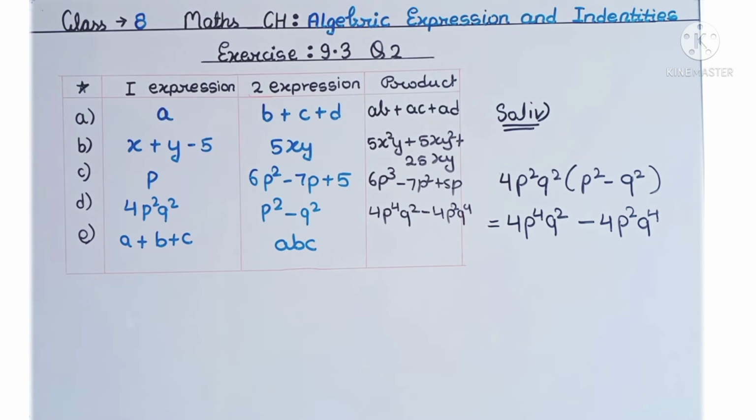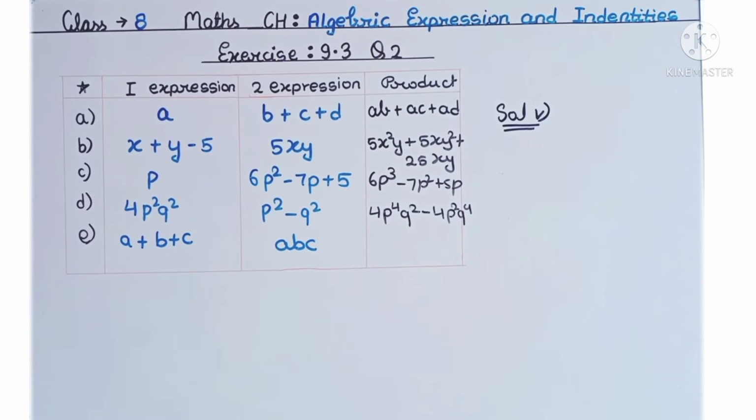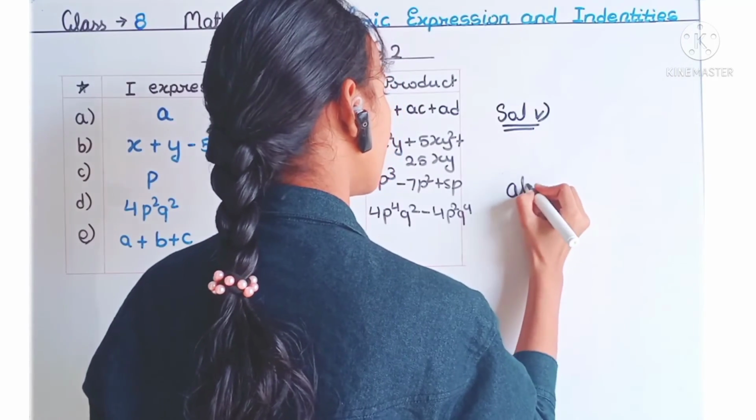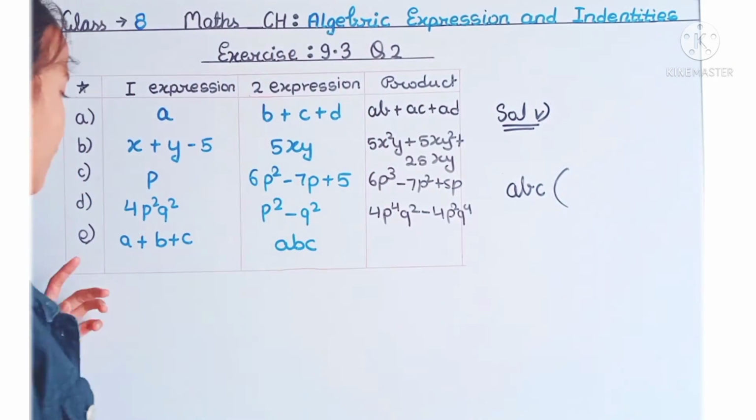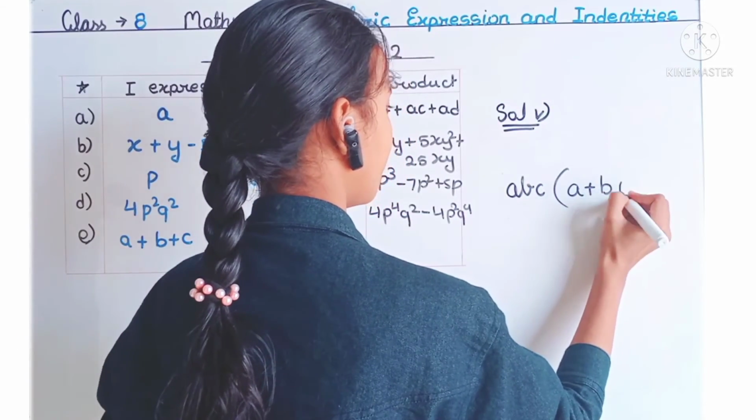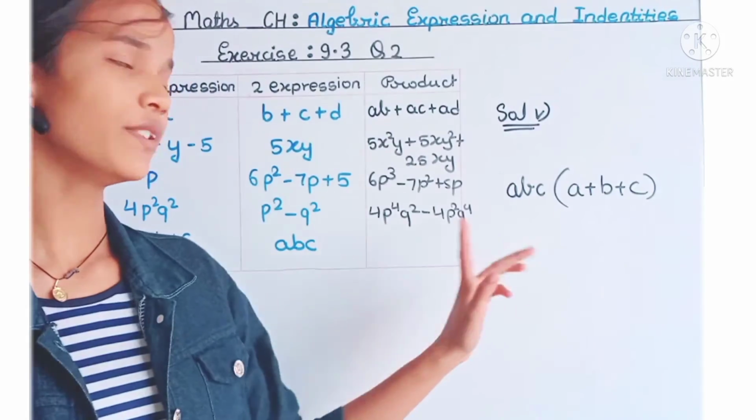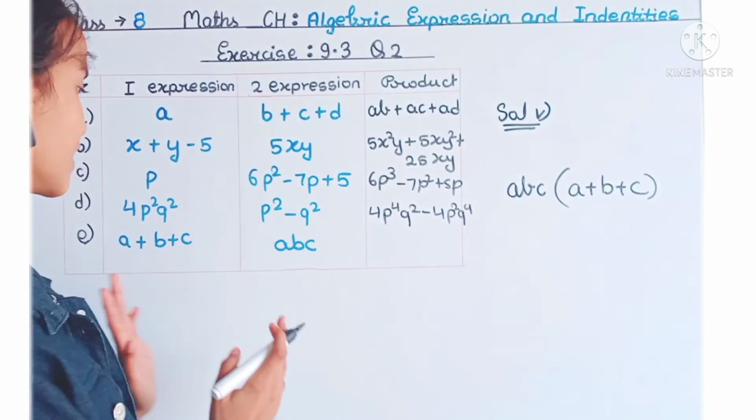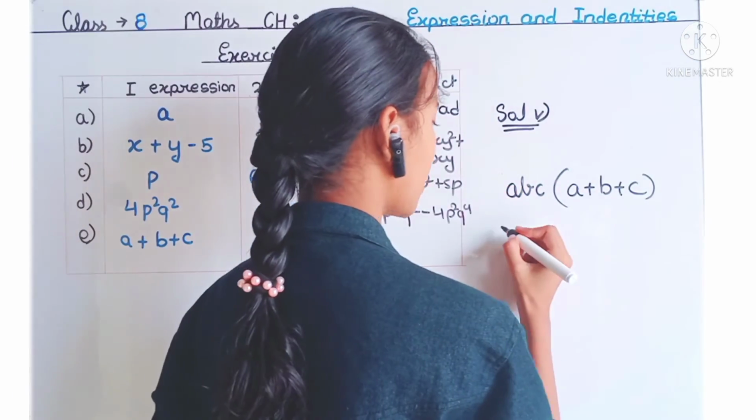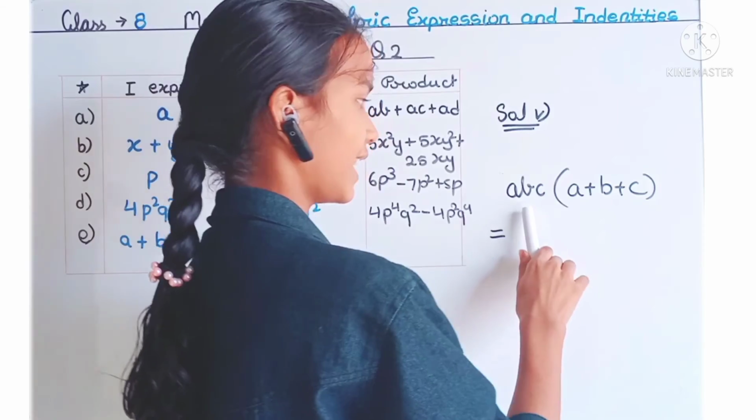So now in the last part of this question we have been given something very easy to do. So let's do it. In the fifth part of this question we will take abc outside of the bracket as we were doing in our previous questions, and a plus b plus c inside the bracket. I think in this question we do not need to write it like that. We can just look at this expression and find out the answer. But I am solving it here to clear all your doubts.